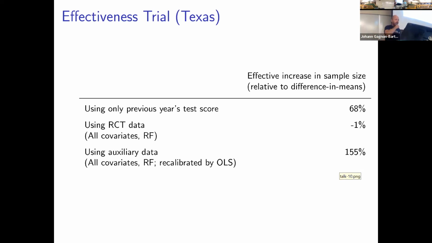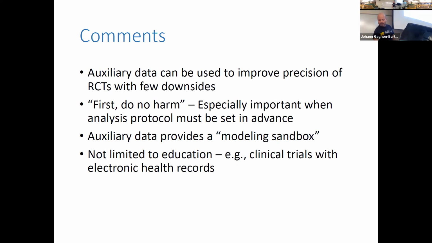All right, so that's basically it. So basically the takeaways here. This is the biggest one, that this can and I think should be done, that you can use auxiliary data to improve the precision of randomized trials with very few downsides. There's basically nothing to be lost by doing this. And we've kind of demonstrated this by taking this first do no harm approach.